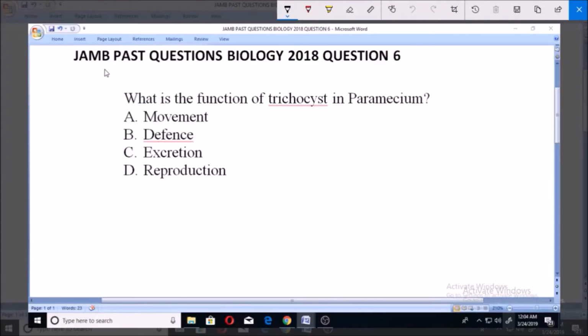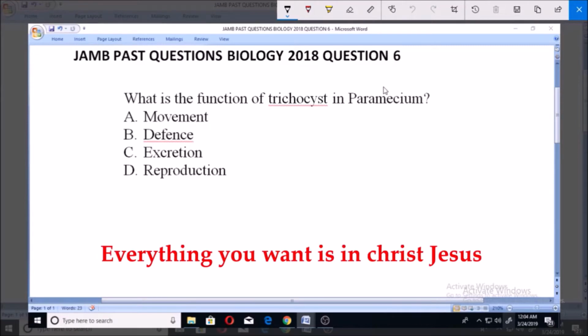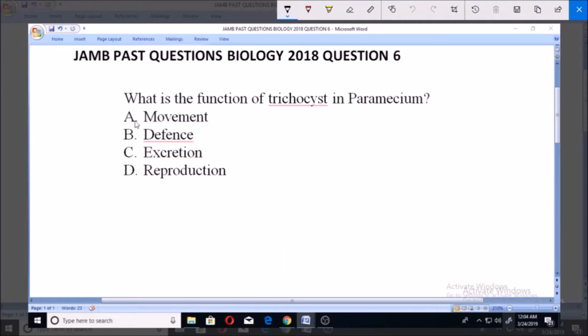Hello, welcome. Let's look at this JAMB Past Questions Biology 2018. Question number 6. What is the function of trichocysts in Paramecium? A. Movement, B. Defense, C. Excretion, D. Reproduction. Now, for us to be able to appreciate this question very well, we need to know what a Paramecium is.